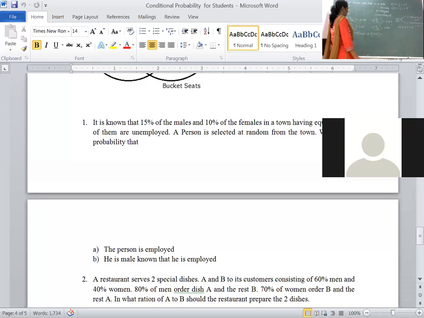M intersection E. Which event happened earlier? Male has happened earlier. If you remember the conditional probability, what is the formula? A intersection B, that is simultaneous happening of both the events. Initially, the event A has happened. How do we write it? Probability of A into which event happened earlier? A has happened earlier. The remaining event will come in the numerator. Similarly, apply conditional probability. Which event has happened earlier? Male has happened. Probability of M into which event happened earlier? Male comes in the denominator. In the numerator, employment will come.